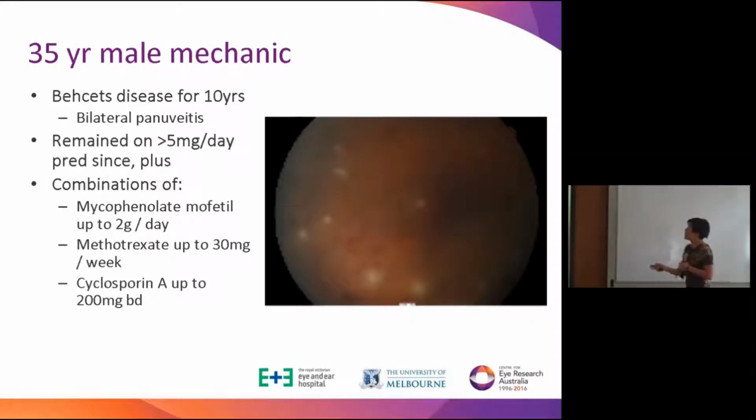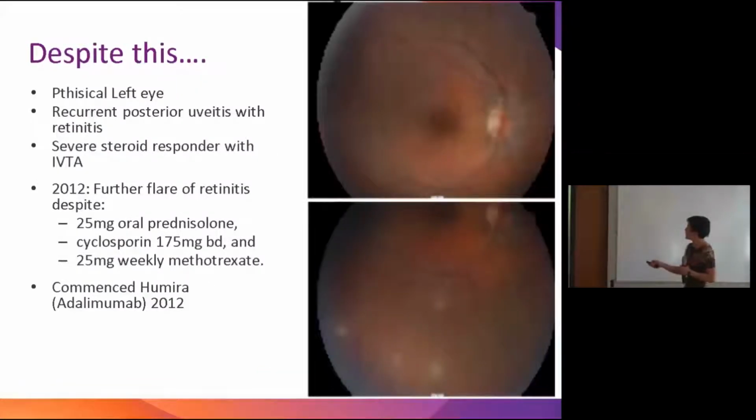Okay, so this is one of my long-standing patients, 35-year-old gentleman when I first met him. We were both young when we first met each other, and he had Behçet's disease for many, many years by that stage. He had very, very aggressive disease. Despite remaining on a lot of prednisolone, he failed mycophenolate, methotrexate, and cyclosporin. This is him, despite various combinations of that and prednisolone, okay? So he lost his left eye as a result of aggressive disease, okay?